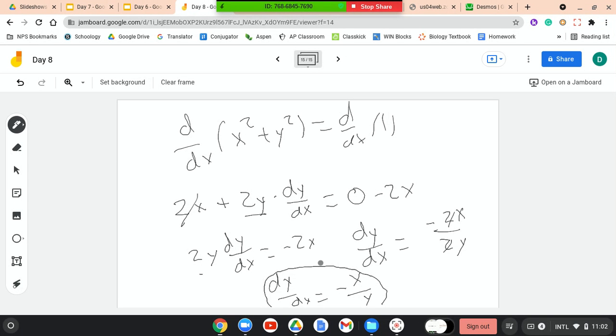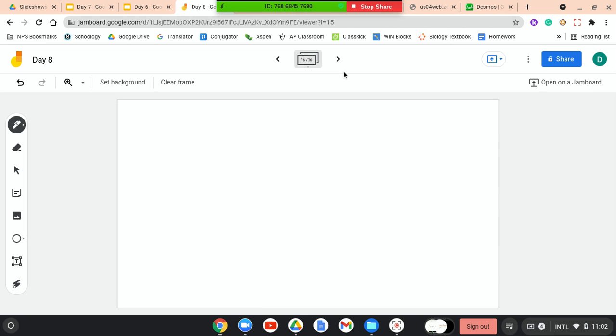Okay, cool. Can you use it for other relations? Yeah, this idea works for any relation. Cool. So if I wanted to find, for example, x squared plus y squared plus 9xy equals 0, I would do the same process, all right?